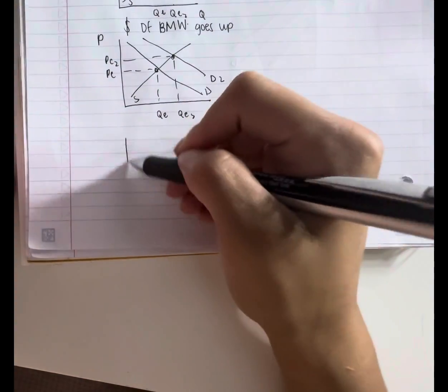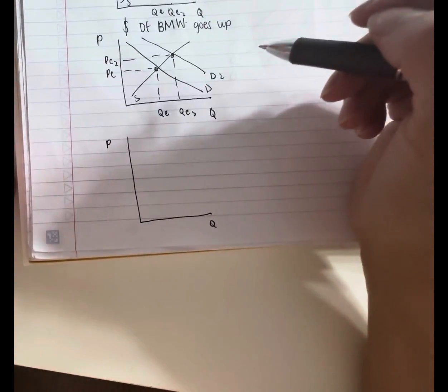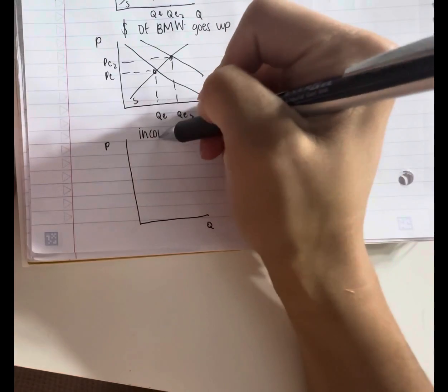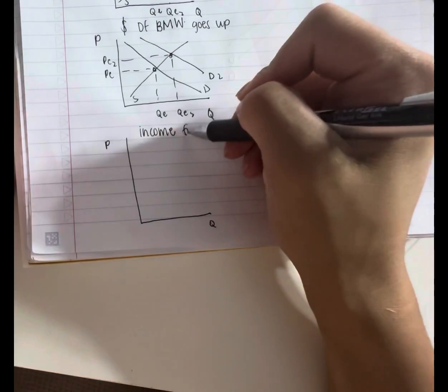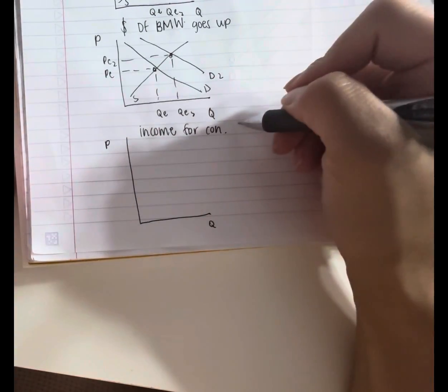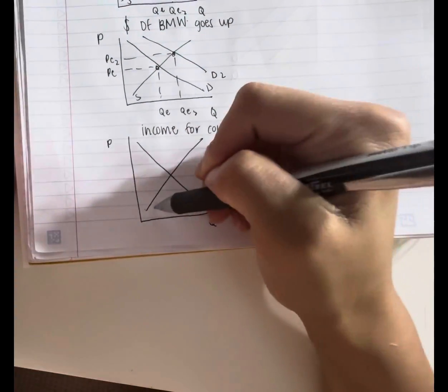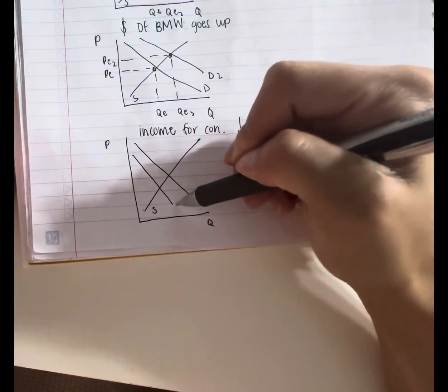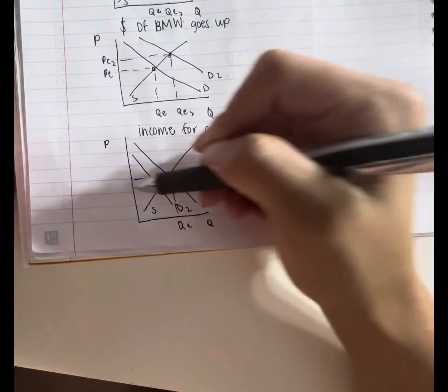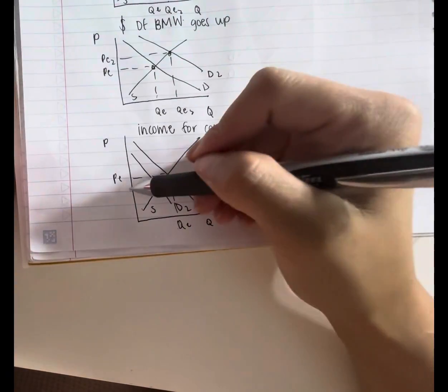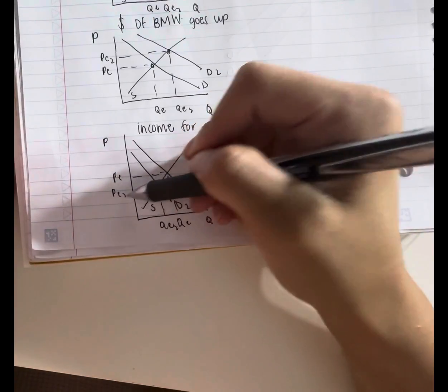Now we'll do income for consumers goes down. Then here's demand, here's the supply. The demand will then go down. So here's our first one, and then this is our second one. So quantity goes down and price goes down.